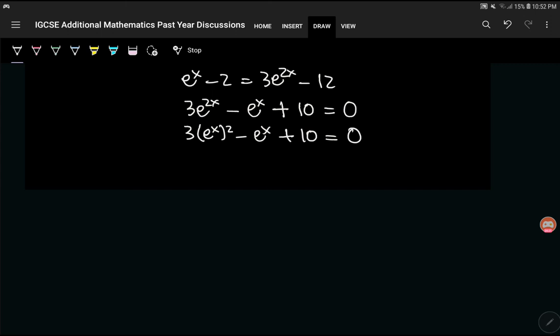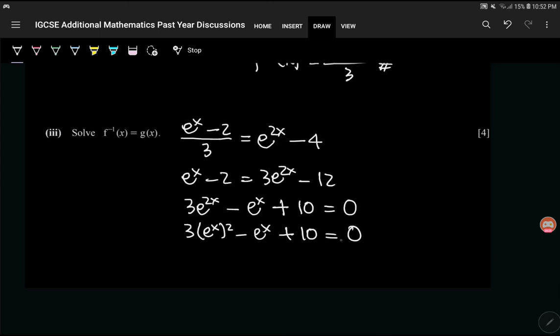Can you see the pattern here? Can you see this pattern in this one? Can you see the pattern? Yes. If you see it, then it's exactly as you see it. This is a quadratic function. This one is in terms of exponential.